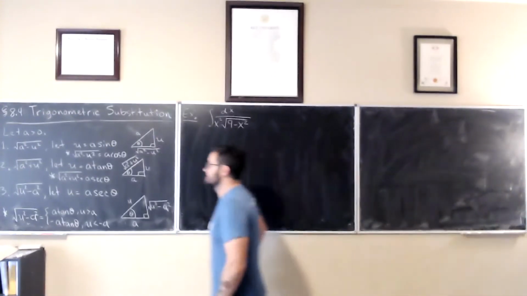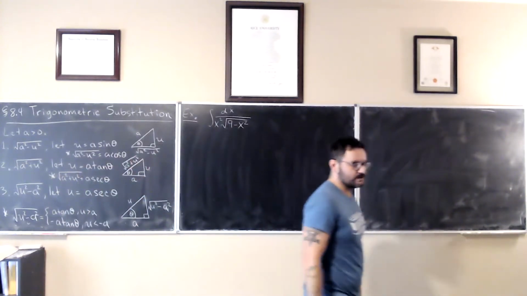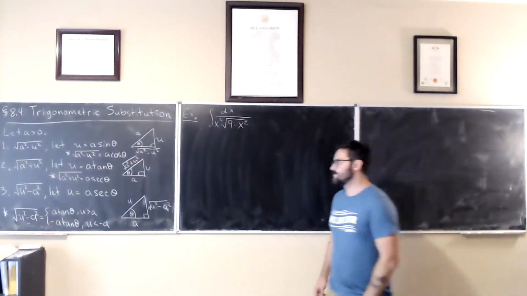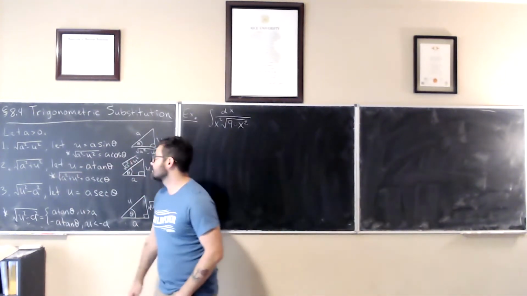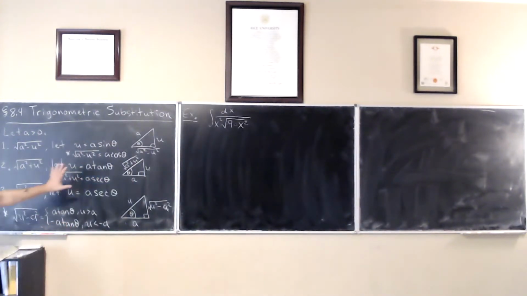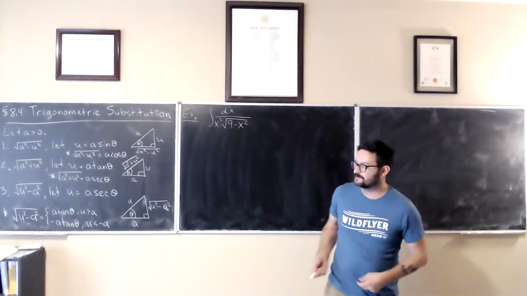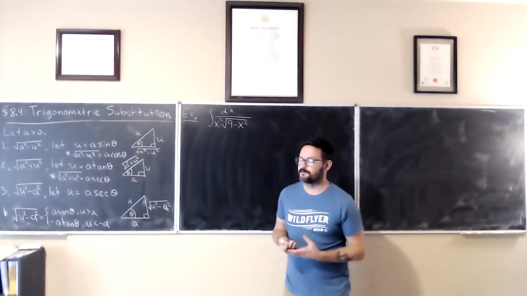Okay, so in this recording, we're going to go over trig substitution. And if you open up to chapter 8.4, you'll see this big table of information. It's kind of jumbled and honestly seems confusing. I would think it would be confusing for you.